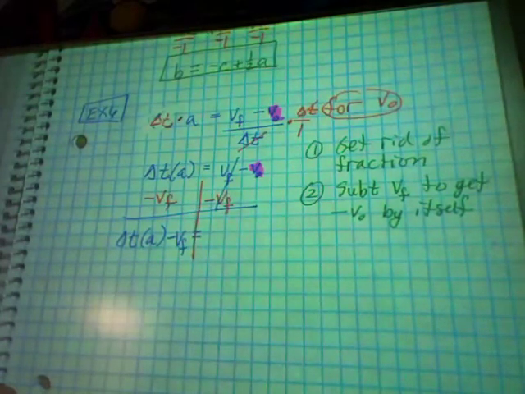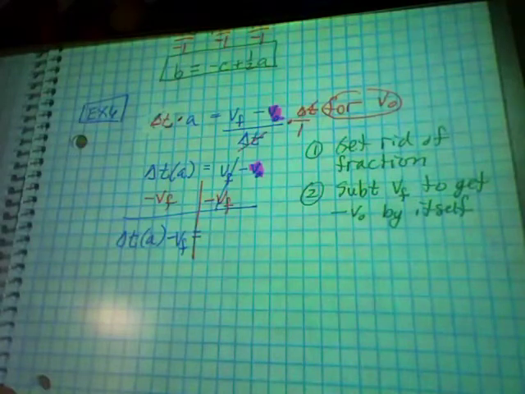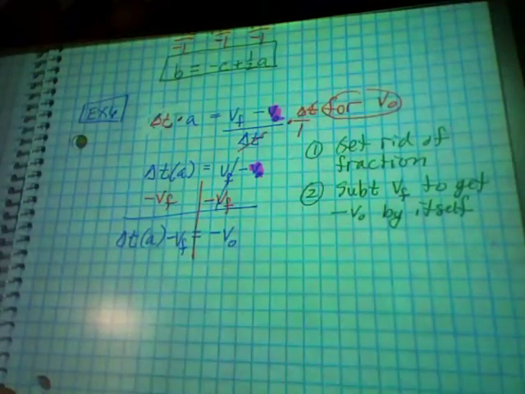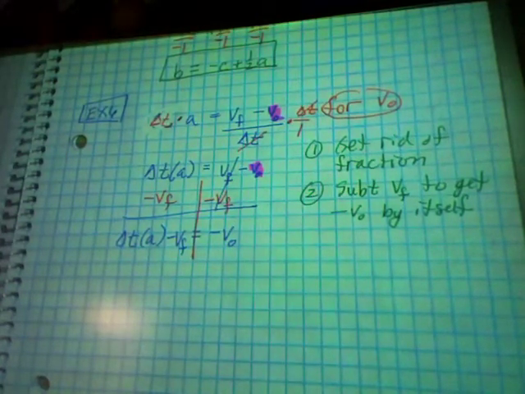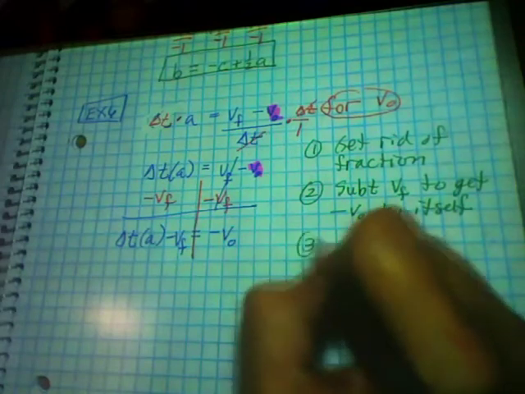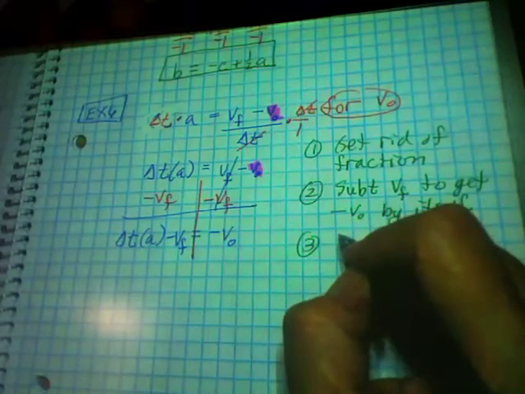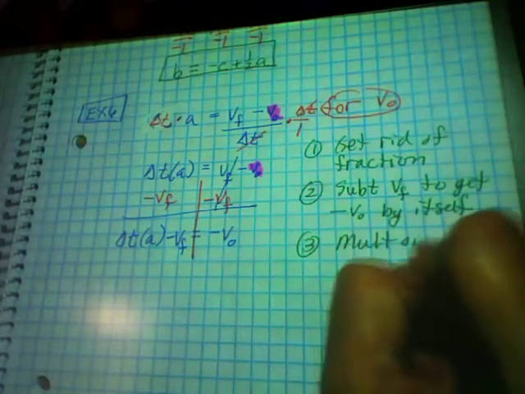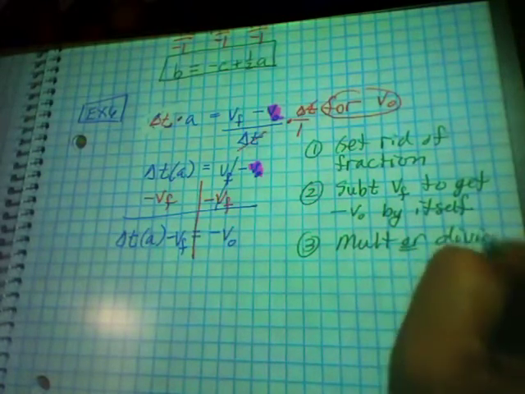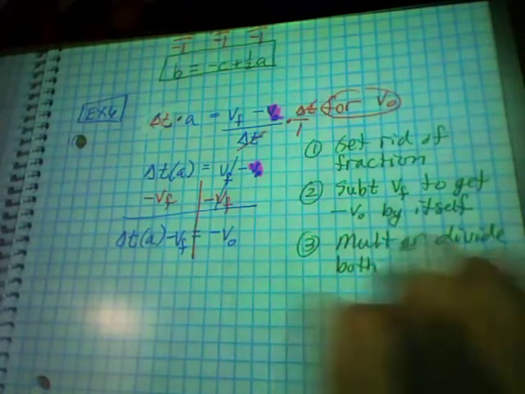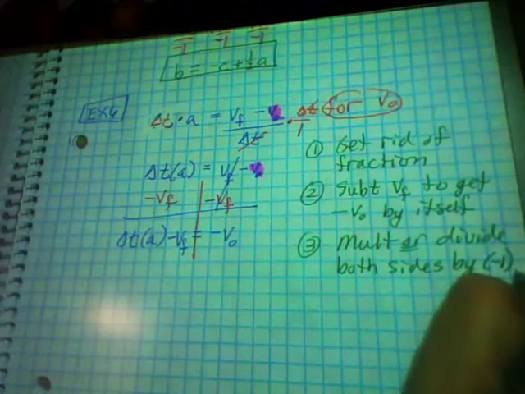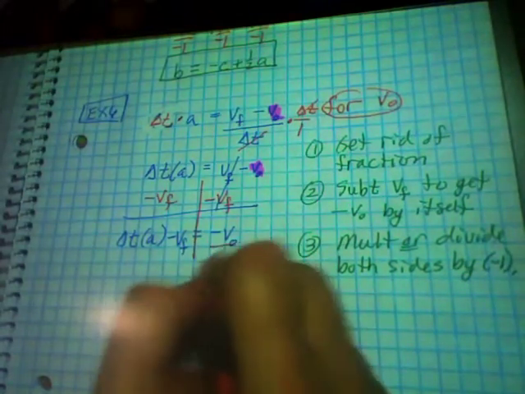What's left on the right side? Negative v sub o. Yeah, a negative v sub o. Have we solved for a positive v sub o? No, so how did you learn how to fix that? Yeah, you can either multiply or divide both sides by -1. Either way will work. I'm going to choose to divide.